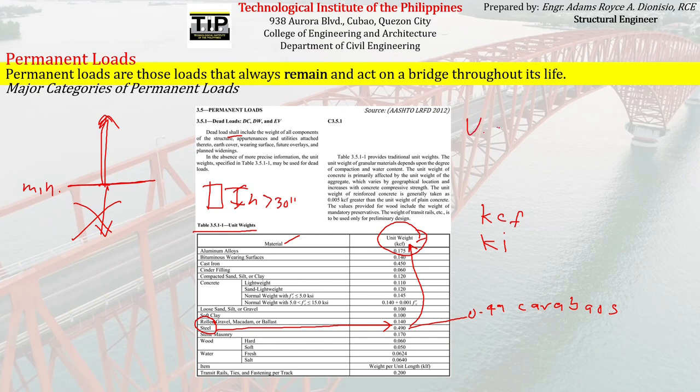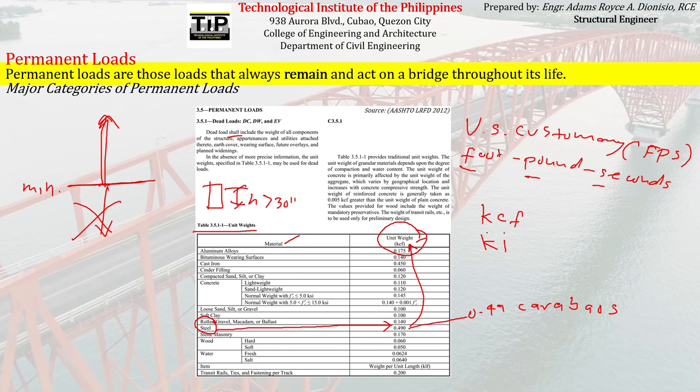US customary units. Siguro naman familiar kayo sa US customary units. Ito yung foot, pound, seconds. Yung basic unit, foot, pound, seconds, or FPS. Sometimes US customary units is called FPS units. Bakit tinawag na FPS? Kasi nga, ang basic unit niya ay foot, pound, seconds.